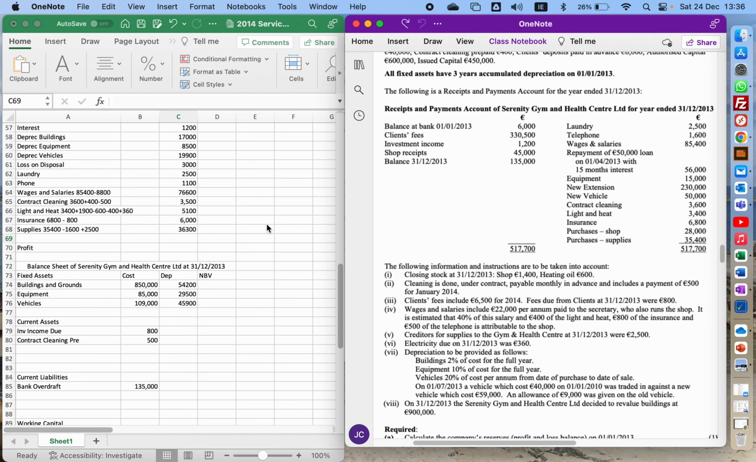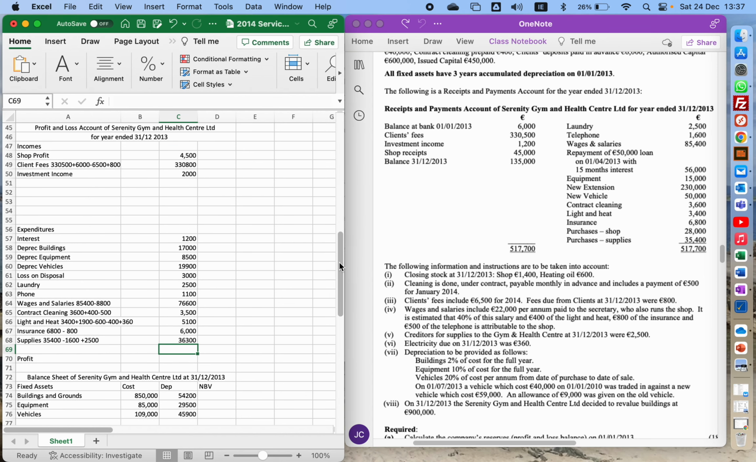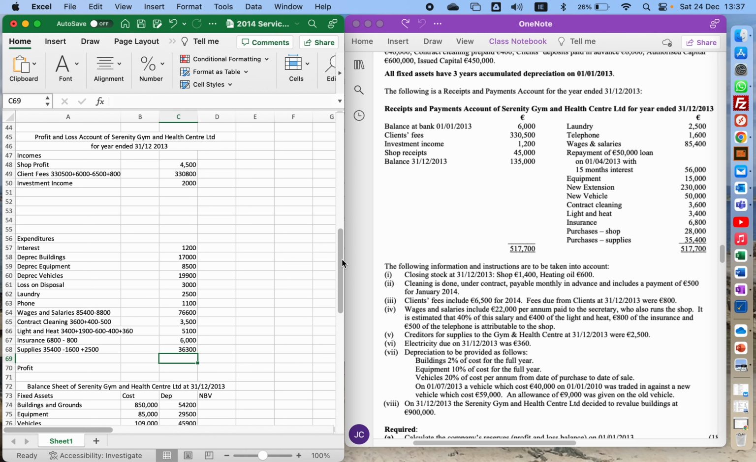Okay, so that should be all of our expenses taken into account. All our incomes, all our expenses. So we'll add up and find the difference, and that works out our profit.